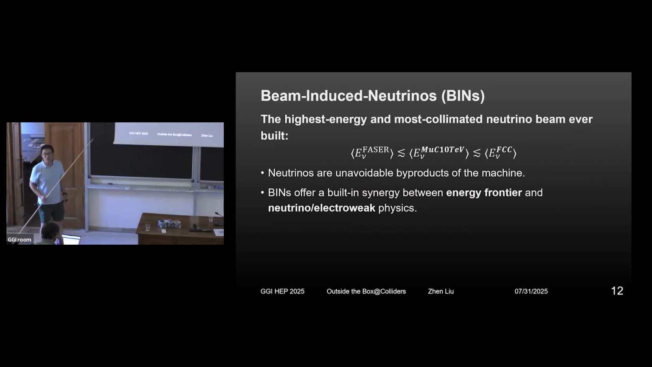Just to give a sense of the energy we're going to have for such a unique neutrino beam: its typical energy for a 10 TeV muon collider is larger than the FASER neutrino energy, about which we have seen interesting reports in recent years on measuring neutrino cross sections in a particular energy range. And it will be typically lower than the FCC forward neutrino flux. But again, in terms of the level of characterization, nobody else can compete with that. It is an unavoidable byproduct of the machine, and a built-in synergy between the energy frontier and neutrino electroweak physics, which I will cover soon.